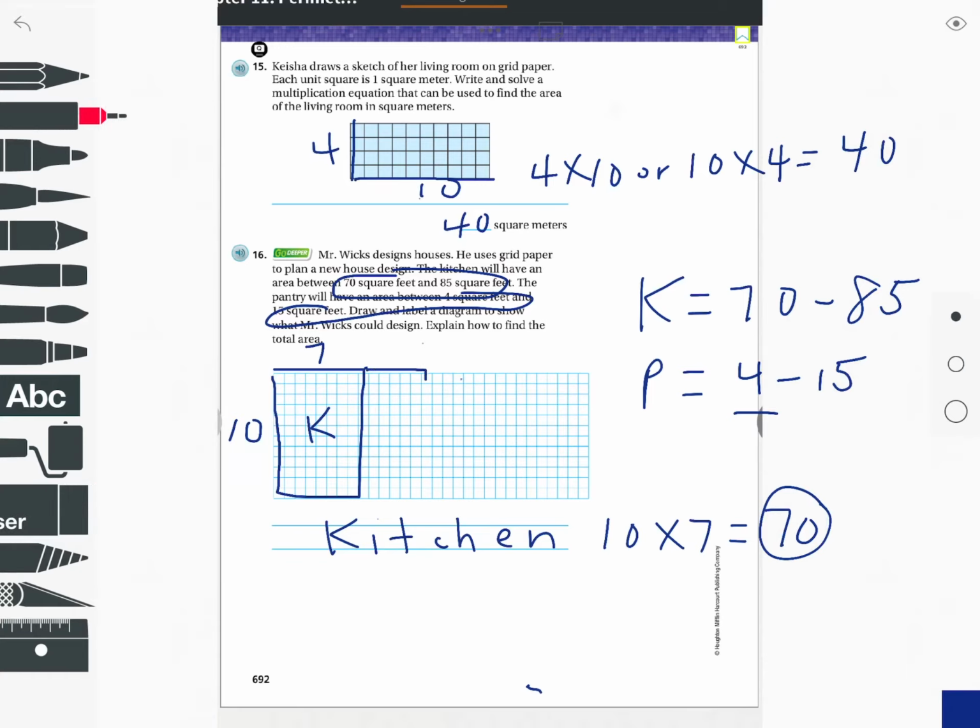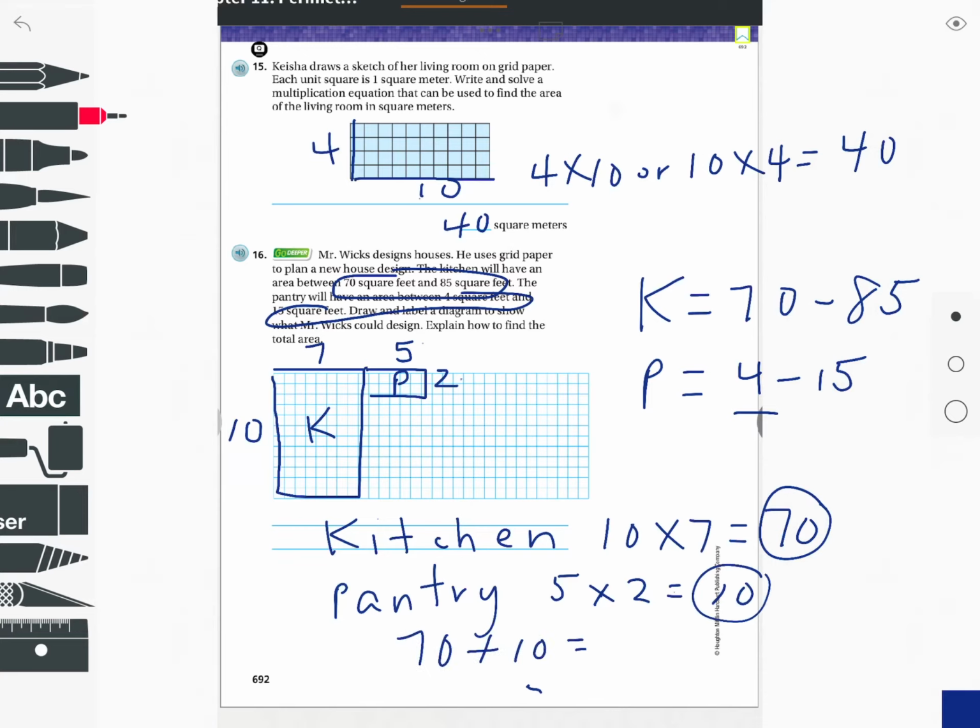So 1, 2, 3, 4, 5, 1, 2. Okay, I'll put this as P for pantry. It is actually a length of 5 and width of 2. So I know my pantry, the area is 5 times 2, which is 10. To find the total area of my kitchen and pantry, I have to add 70 plus 10, which equals 80. So my kitchen and pantry together, the total area is 80 square feet. Okay, again, yours most likely will be different, but here is one example.